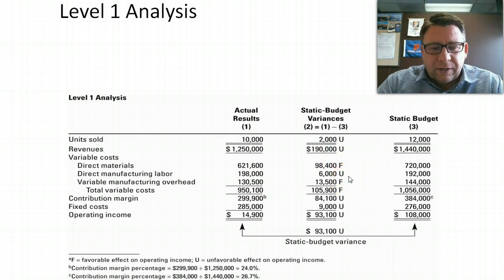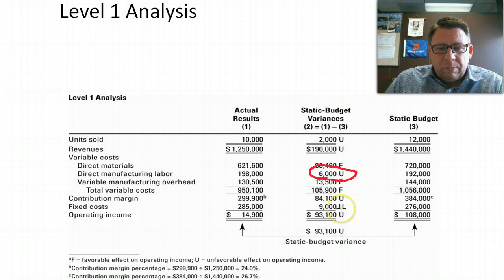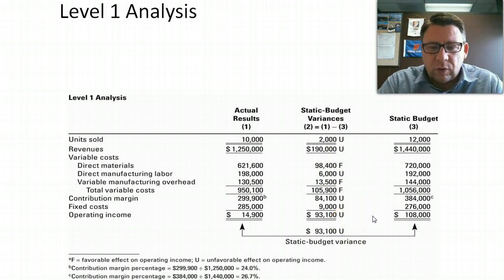Now I want you to think about that for a second. If we thought we were going to sell 12,000 units, we would have built our costs around 12,000 units. If we actually sold 10,000, then shouldn't our variable costs be favorable? They should be. And by the way, that really makes this stand out. How did we manufacture and sell 2,000 fewer coats, and yet our labor costs were higher than what we had planned? So anyways, all of this analysis here is our level 1 analysis. It's just telling us the difference between our actual and static for all of these components.